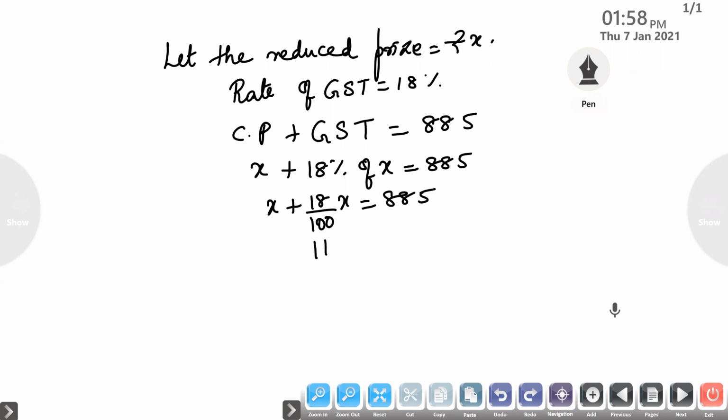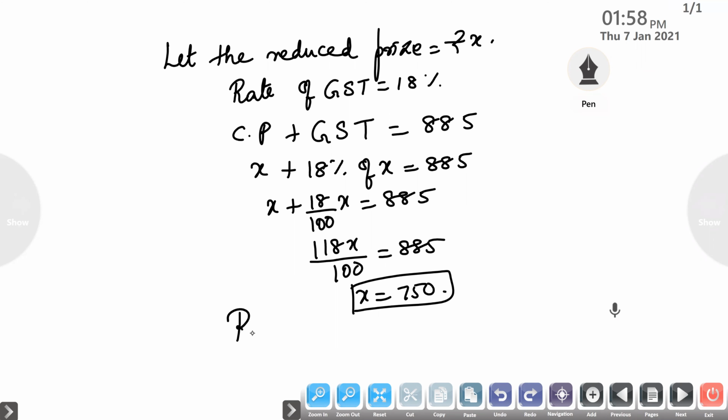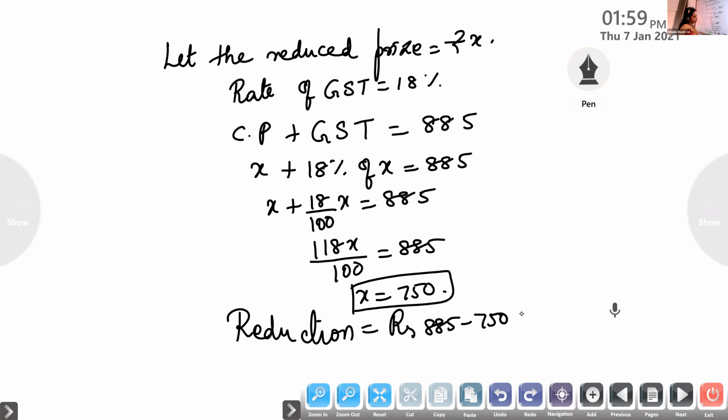Okay. 118 X by 100 is 885. So X is 750. So what is the reduced amount, or what is the reduction? Reduction is rupees 885 minus 750, which is equal to rupees 135. So 135 rupees is reduced.